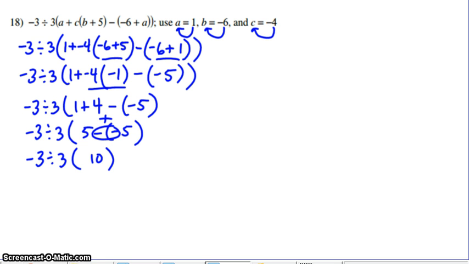And then here's where you guys might make a mistake. You think multiplication before division, so we do that. But no, remember, we're working left to right, so we do this first. Negative 3 divided by 3 is negative 1, and then we multiply it by 10, so we get negative 10.